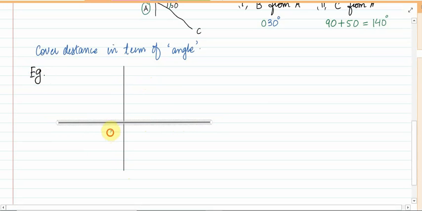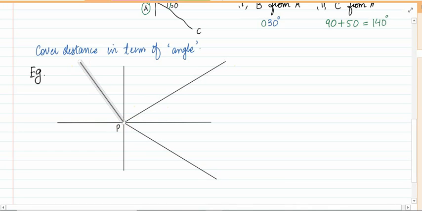Okay, so let's suppose this is point P, and in this part I am going to draw 4 lines: 1, 2, 3, 4, and I am going to label them Q, R, S, T, and the angles I will take as 20, 20, 20, and then 20. Right, so now there are 4 parts.